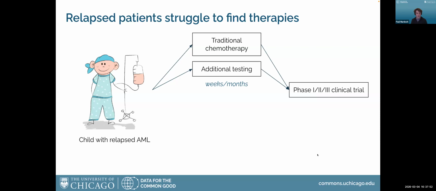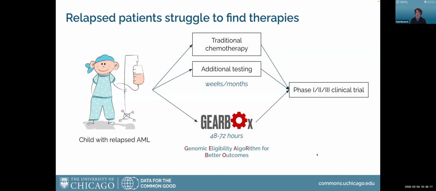Children with relapsed AML will traditionally go on traditional chemotherapy and do additional testing while their medical support team will manually look for ongoing clinical trials, which can take weeks to months, depending on various access factors like the size of their medical team, or whether you're in a rural medical system, et cetera. Gearbox aims to cut out those factors and help patients get matched to trials within 48 to 72 hours.